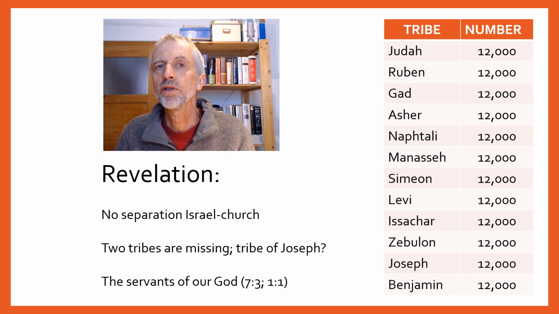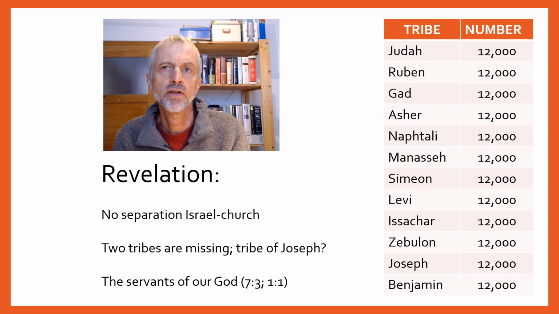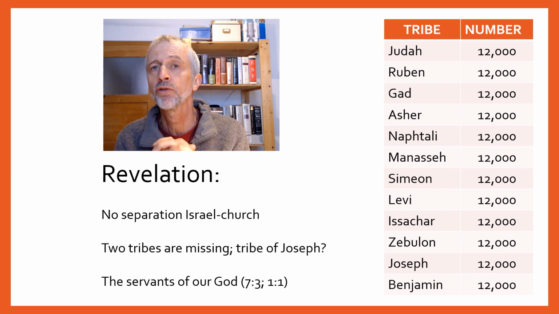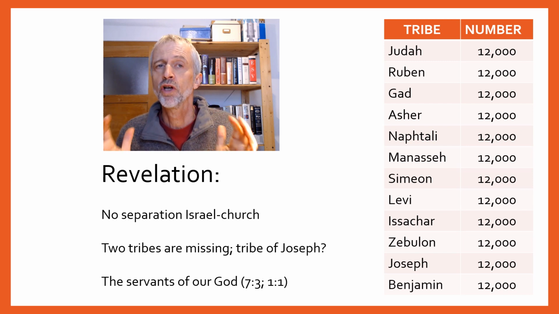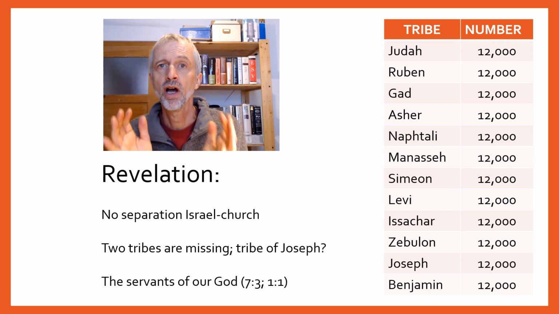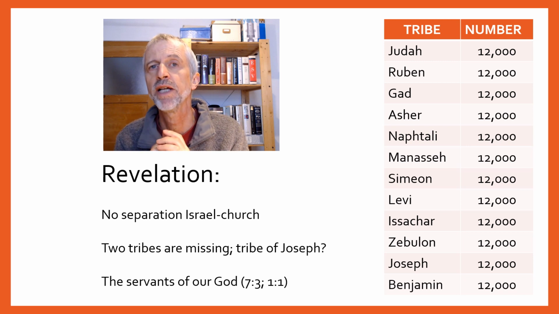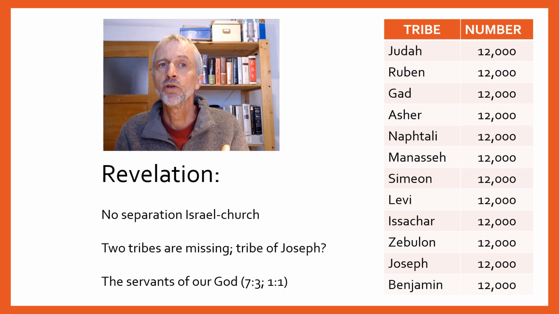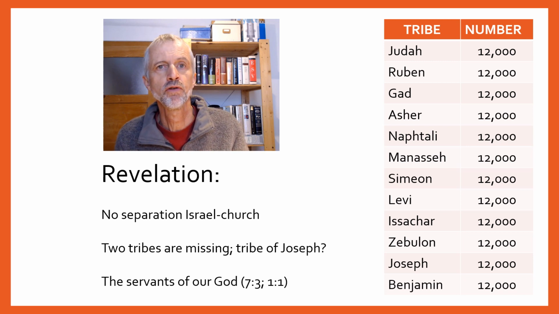Third and most important, those who are sealed are identified as the servants of our God in verse 3. This phrase points us back to the very first verse in the book where we are told that this book is to show his servants, that is, God's servants, what must soon take place. The phrase servants of God, therefore, refers to the readers of this book. This is not Israel or some special group of Jewish people. This group includes all believers, whether Jews or Gentiles.